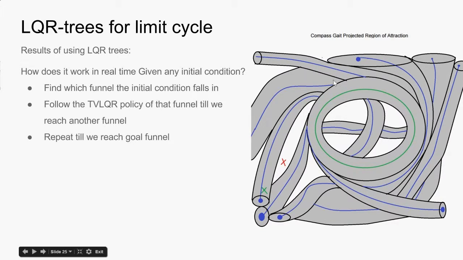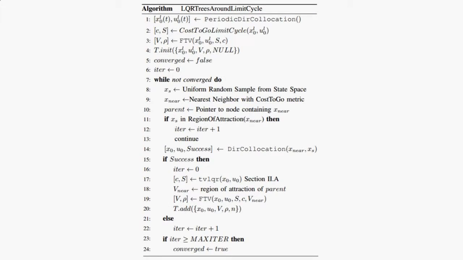So once I'm inside the limit cycle, I have a TV LQR controller for the limit cycle itself, which is going to stabilize me inside here. The one thing to be noted here is that there are some parts in state space which are not covered yet by funnels. That is because there are some states for the compass gate, and compass gate is an underactuated system, which cannot be stabilized. For example, a lying down compass gate cannot get up and start walking just with an input at the middle.